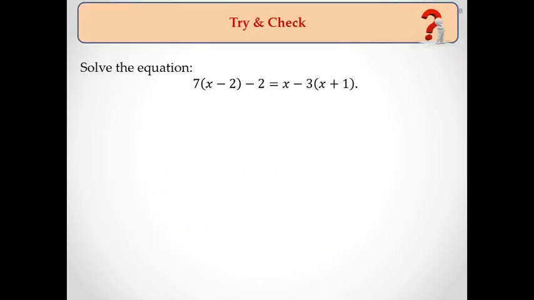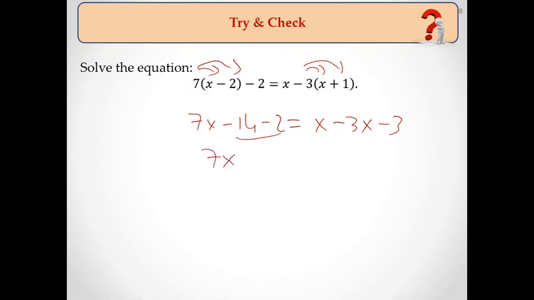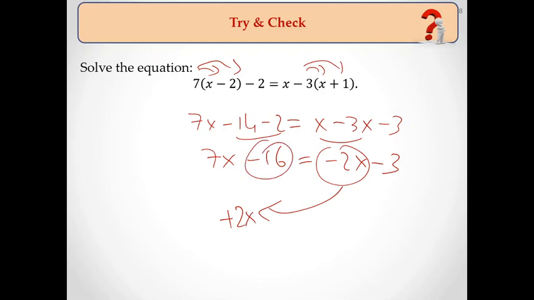Now let's do this try and check question. Okay, stop the video and try to do it by yourself. And first I will do it myself. Okay, 7x minus 14 minus 2x minus 3x, and then minus 3. And then I can combine these two and these two, and send this one to here as plus 2x, and send this one to here as plus 16.